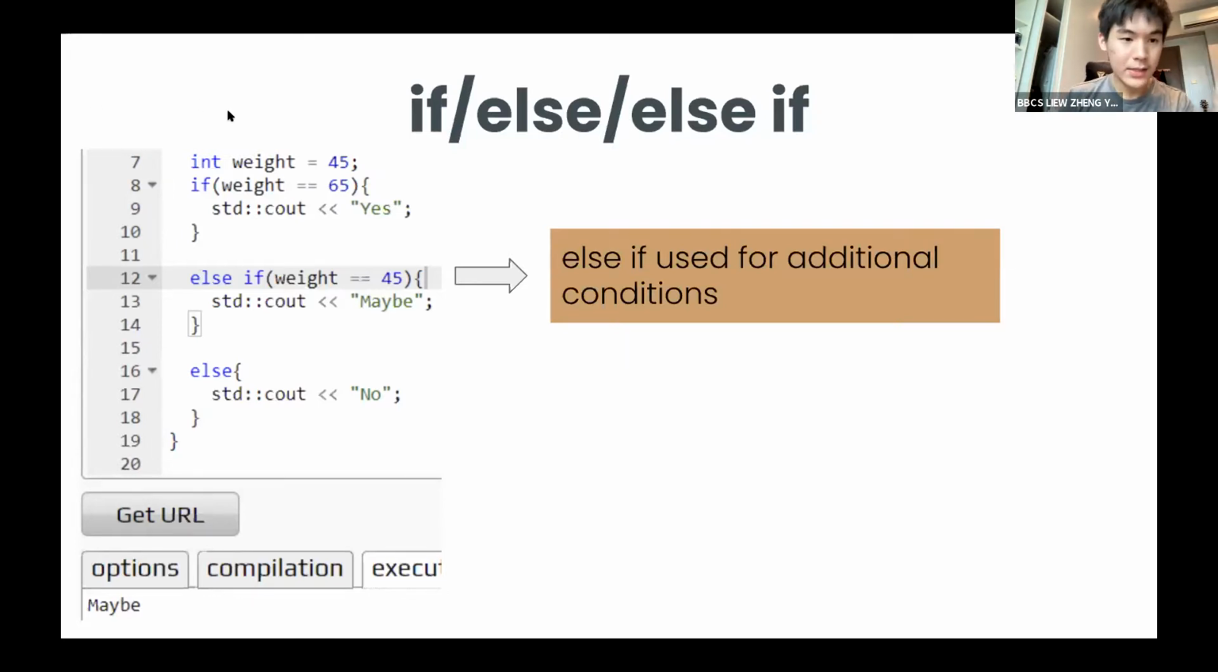But okay, so let's see in this example, our weight now is 45. So the compiler will run through the program, sees that the weight isn't 65. So let's skip over the if conditional. Now we come to the else if conditional, and yes, indeed, the weight is 45. So we output maybe. Once the compiler has run through the entire program, we will get the output in the terminal to be maybe, because the condition for the else if conditional is satisfied.